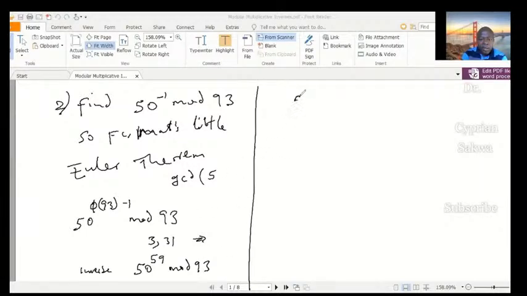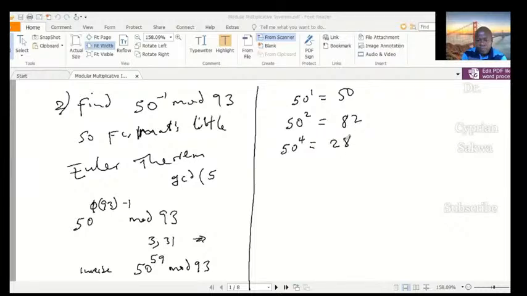So as we did earlier, 50 raised to 1 is just 50. Remember, it's mod 93. What about 50 raised to 2? It will be 50 times 50, which is 2500. Mod 93, that will give me 82. That will be the remainder when this result is divided by 93. What about 50 raised to 4, the square of this? It will be 82 times 82 mod 93, and the remainder there will be 28.